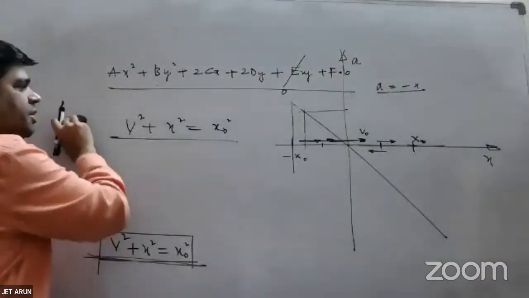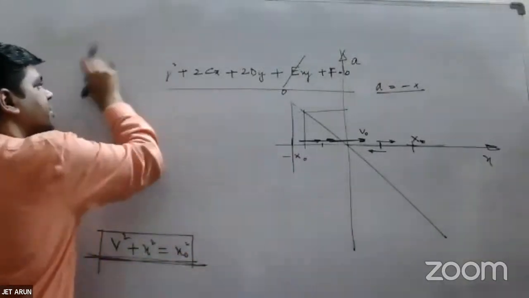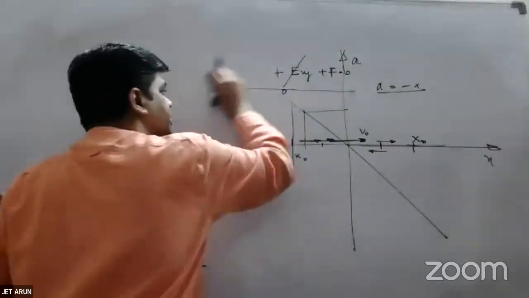Yes sir. Now let us plot this circle for different values of x naught. As x naught varies, my circle varies. And they're all centered at origin. So these are all, sir, concentric.